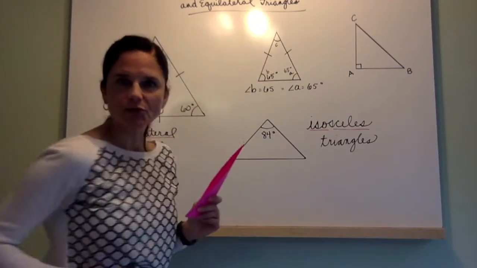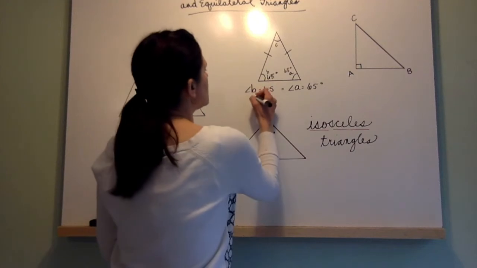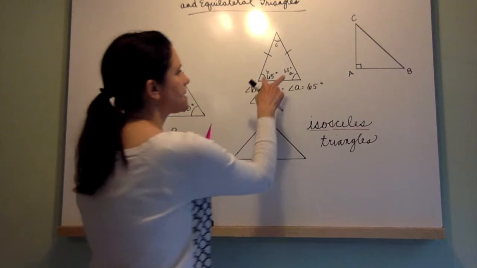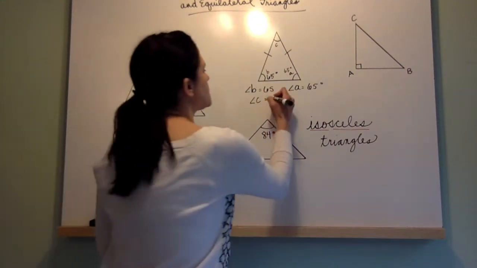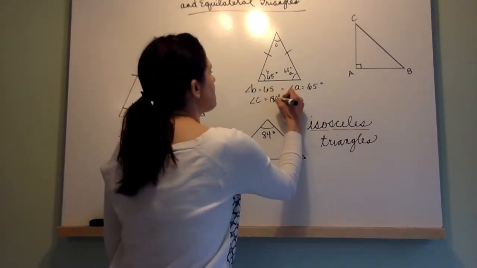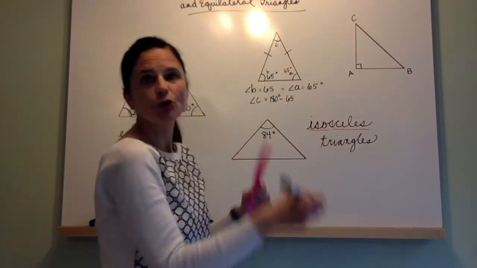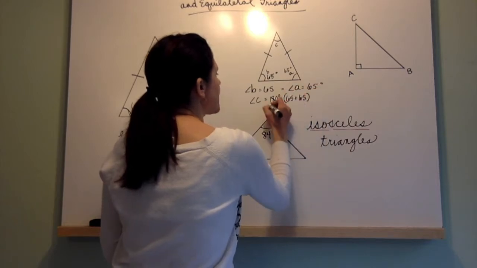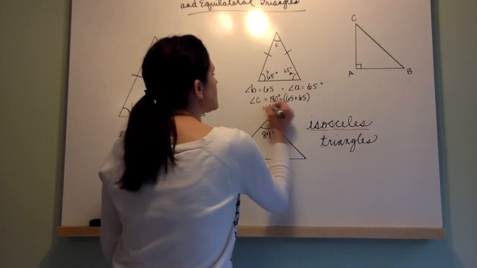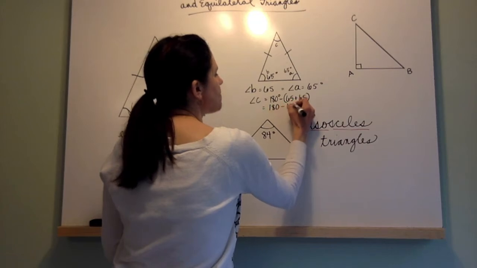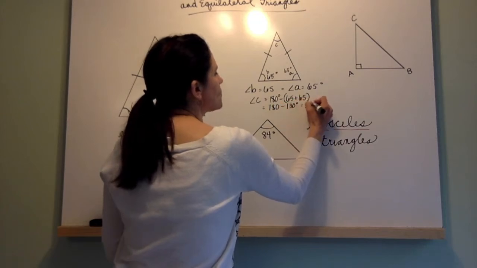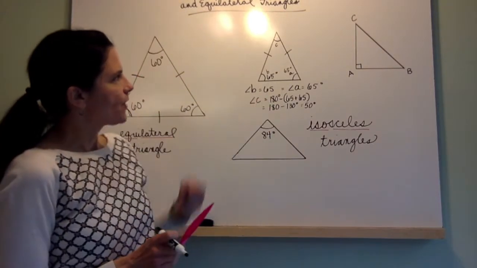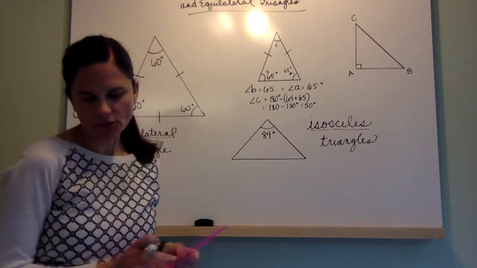So could I find angle C? Well, I certainly could, because angle C is going to be equal to 180 degrees minus the sum of those, right? So 180 degrees minus 65 times 2, or 65 plus 65, whatever you want to do, it's the same. So angle C is equal to 180 degrees minus 130 degrees, which is 50 degrees. So that would be how you could find an unknown angle in an isosceles triangle.